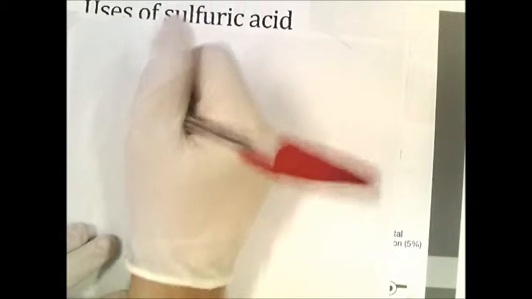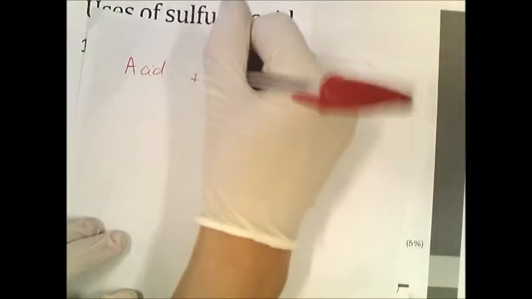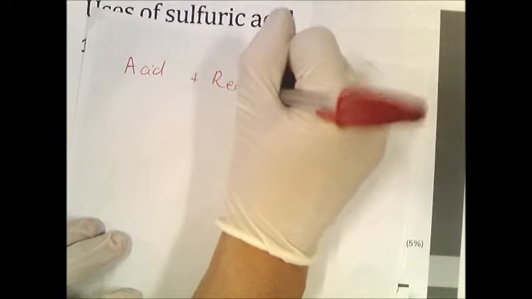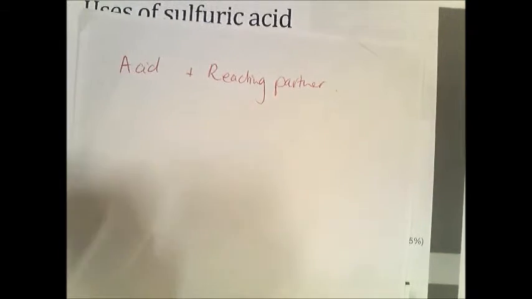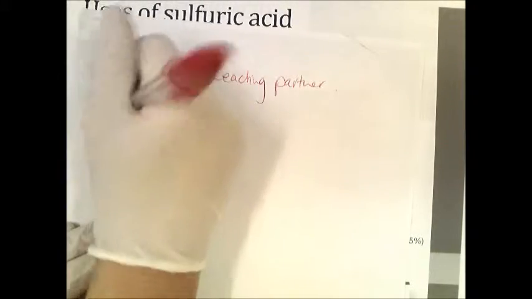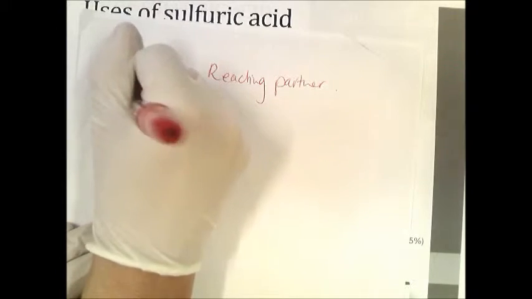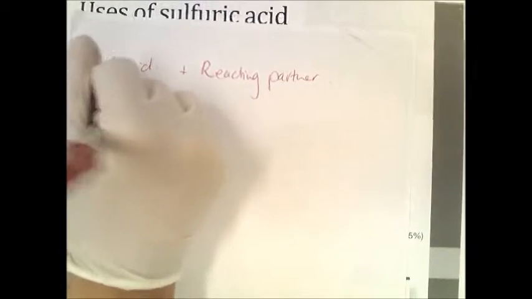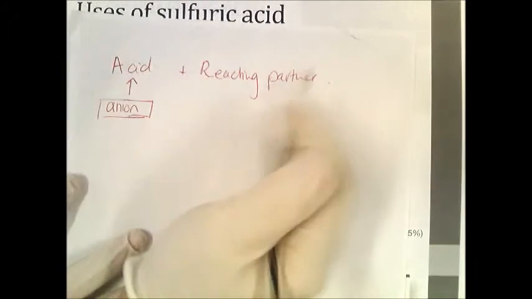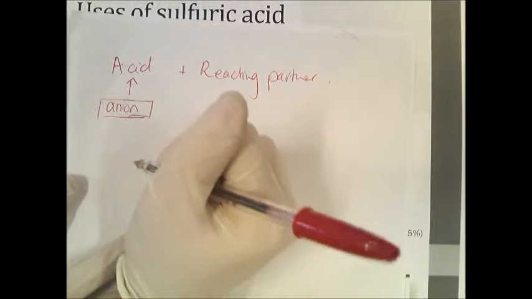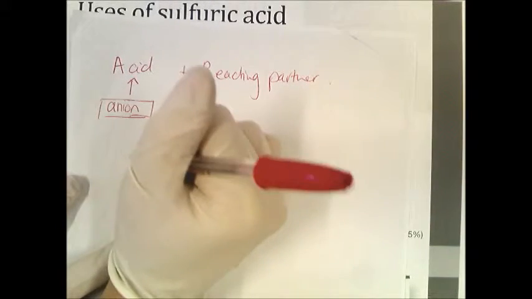Now, there are things that you can do to remember these 6 reactions of acids. They don't have to be too tedious. What you do is it's always an acid plus something that it's reacting with. I call this the reacting partner. Now, the only thing you have to do is you look at your acid, and it always gives you the anion. That's all you really have to think about. What's the anion? If it's hydrochloric acid, your anion will be chloride. If it's sulfuric acid, your anion will be sulfate.